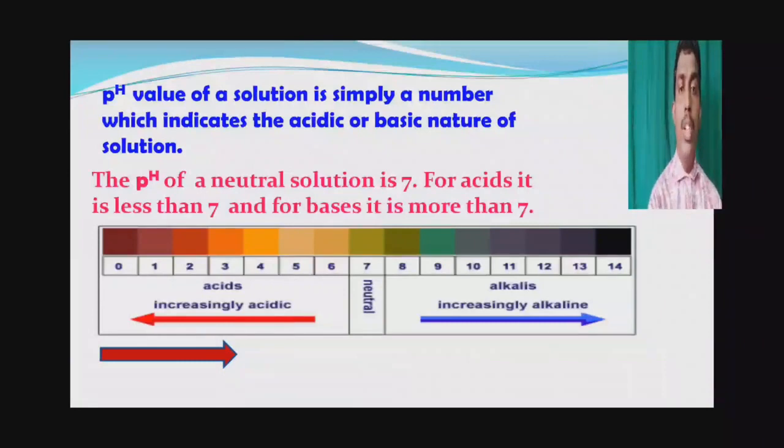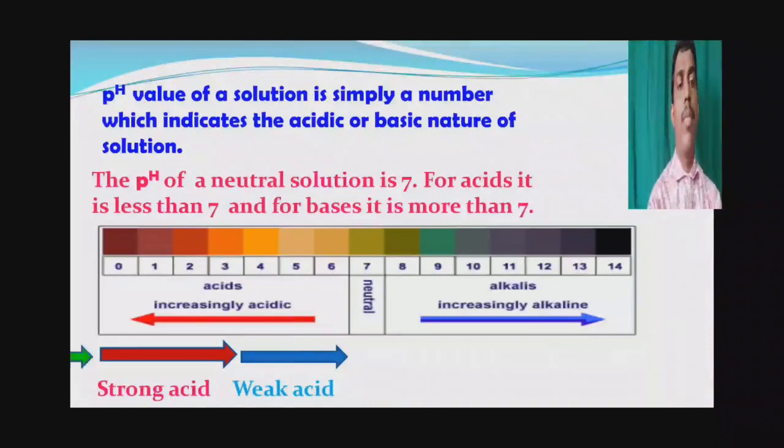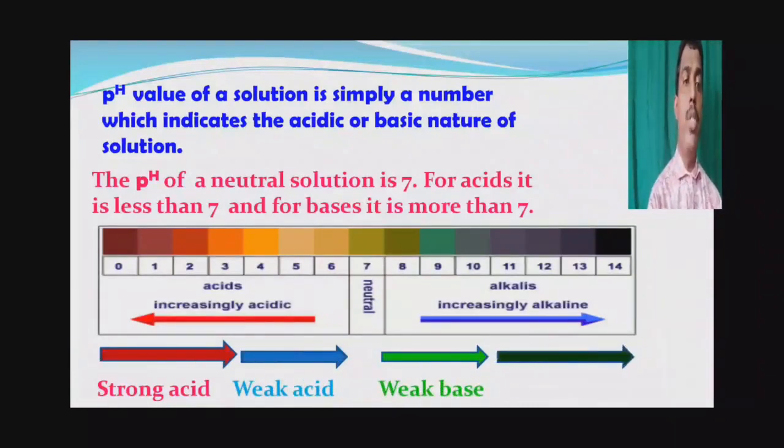If pH value is 0 to 3, it indicates a strong acid. If pH value is 4 to 6, it indicates a weak acid. If pH value is 8 to 10, it indicates a weak base. If pH value is 11 to 14, it indicates a strong base.